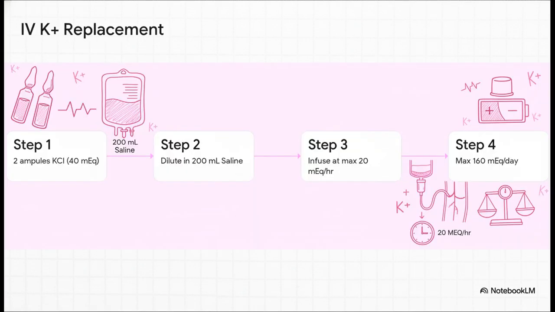For severe cases, we follow an exact numerical protocol for IV replacement. Step 1. 2 ampules of potassium chloride, which equals 40 milliequivalents. Step 2. Dilute that in 200 milliliters of normal saline. Step 3. Infuse at a maximum safe rate of 20 milliequivalents per hour. Step 4. Cap your daily limit at 160 milliequivalents. Remember that physiological constant we covered earlier? That 160 milliequivalent maximum will safely achieve an approximate 2 milliequivalent per liter rise in the total serum concentration.